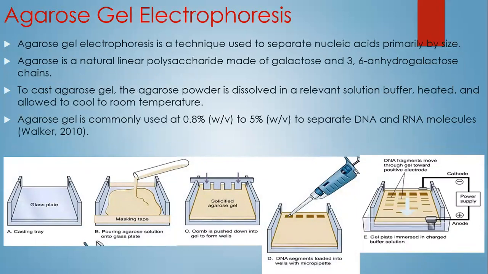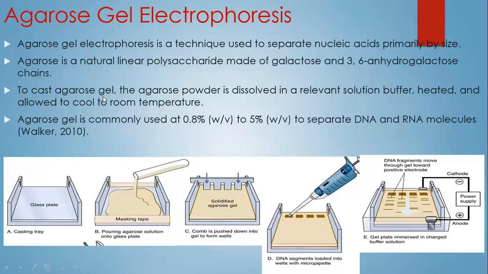Agarose gel electrophoresis. So agarose gel electrophoresis is a technique used to separate nucleic acids primarily by size. Agarose is a natural linear polysaccharide made of galactose and 3,6-anhydrogalactose chains extracted from agar, isolated from seaweeds.